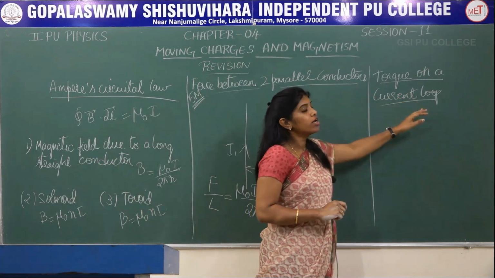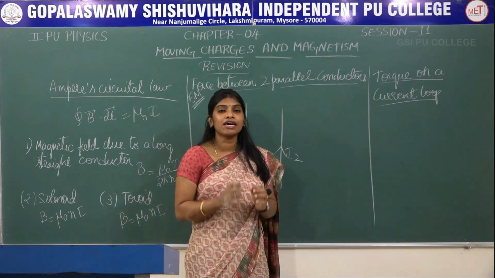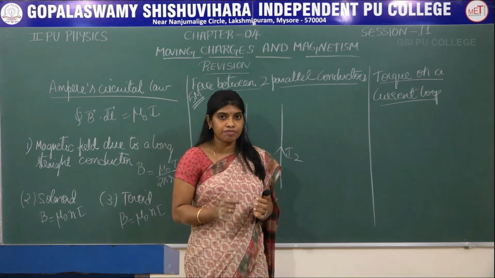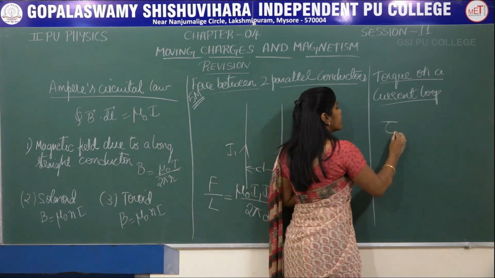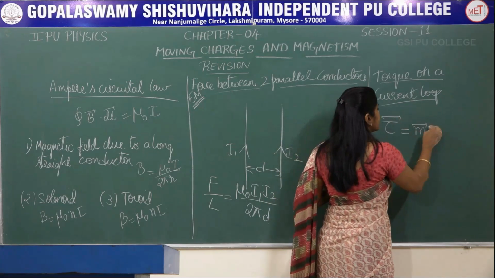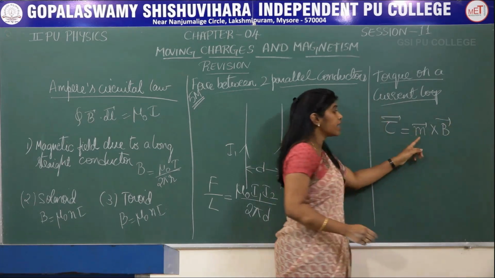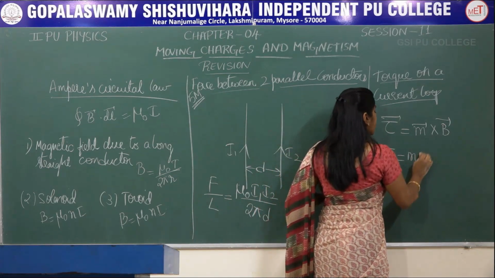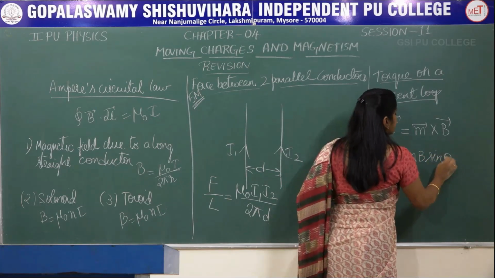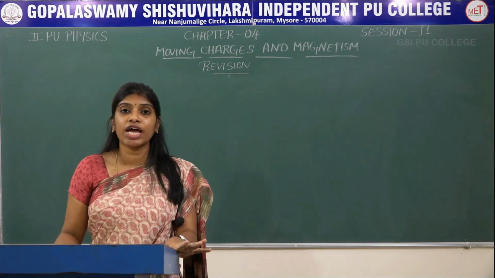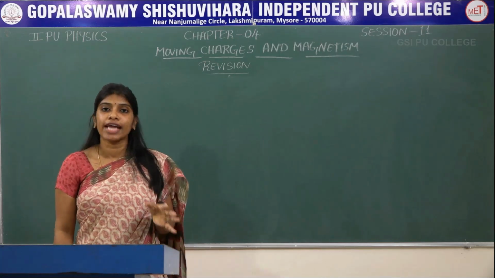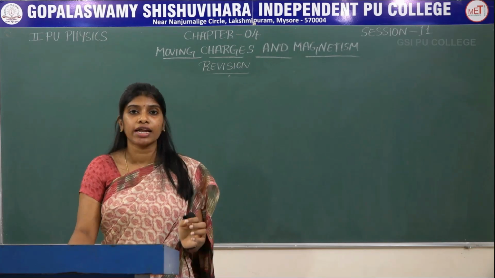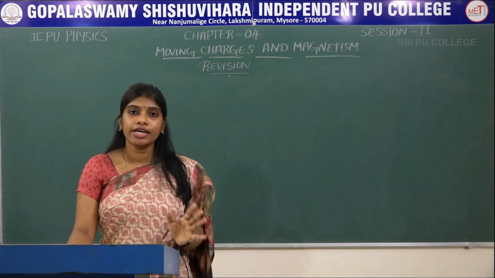Next is torque on a current loop. If I place a rectangular coil in an external magnetic field, that rectangular coil is going to experience torque, and that torque is given by tau is equal to m cross B, where m is the magnetic dipole moment, and tau can also be written as mB sin theta. And the last thing which we have studied in this chapter is the moving coil galvanometer, which is a very sensitive device, and it is used to measure small currents and also the direction of the current in any circuit.